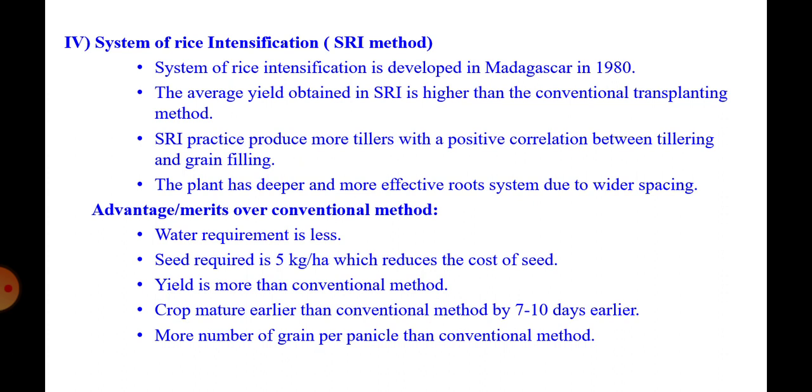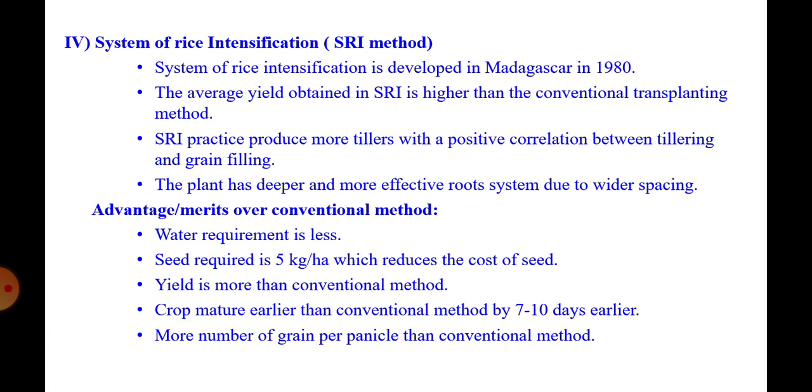Now the last one, system of rice intensification, that is the SRI method. System of rice intensification was developed in Madagascar in the 1980s. Before that, up to 1997, this technique was not known to the world. The average yield obtained in SRI is higher than the conventional transplanting method. The SRI method produces more tillers with a positive correlation between tillering and grain filling. The plant has a deeper and more effective root system due to wider spacing.